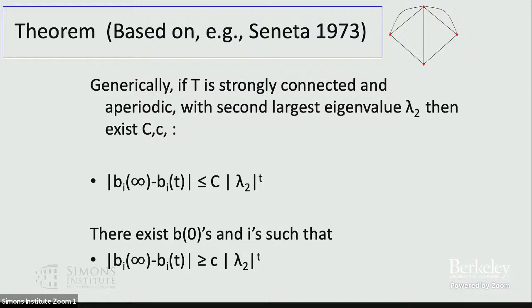And moreover, it's also bounded below. So we can find some set of beliefs for which we're going to be at least as slow as this parameter. Okay? So that says if you've got a really high second eigenvalue, then you're going to converge very slowly. So there are some beliefs for which it's going to take a long time to converge.